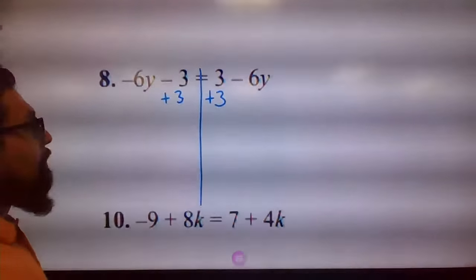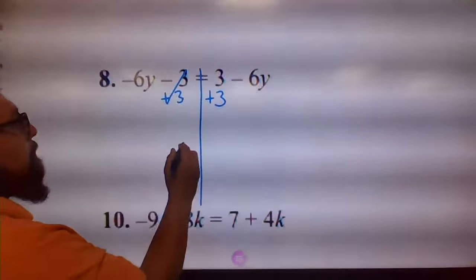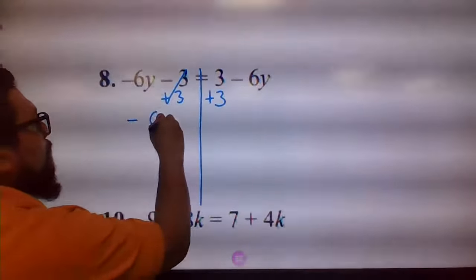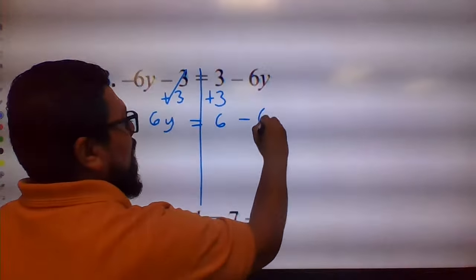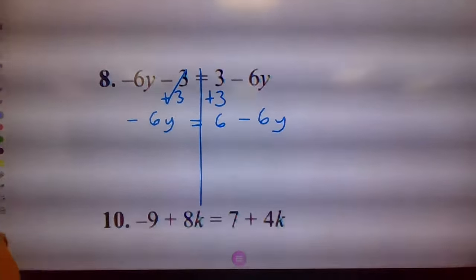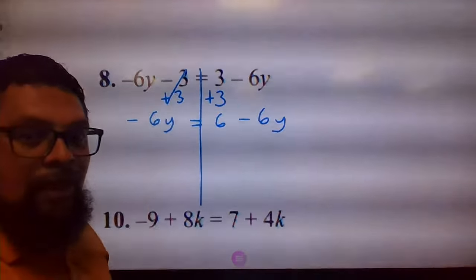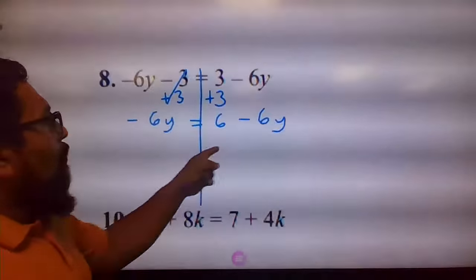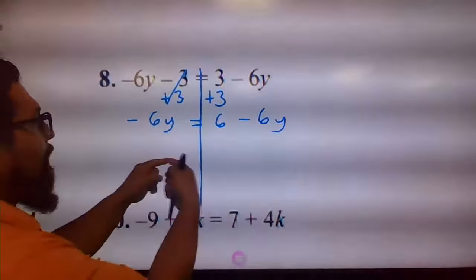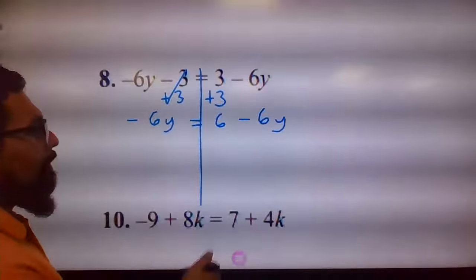So 0. This becomes negative 6y equals 6 minus 6y. Hopefully you understood that one. Now let's move this 6y over here. Let's put them together. Let's move it over here and we're going to add it.